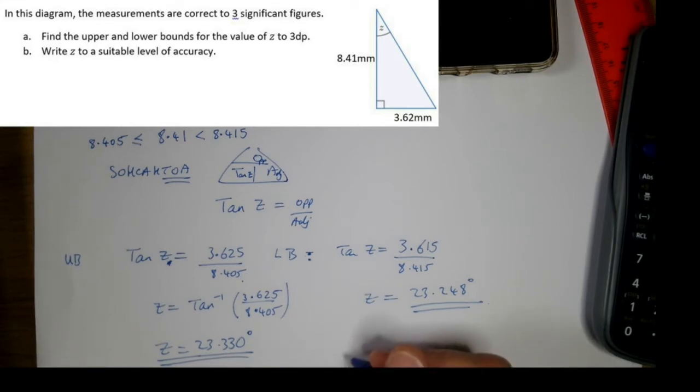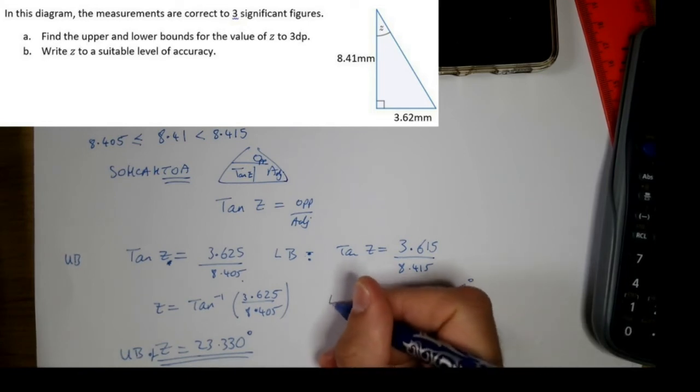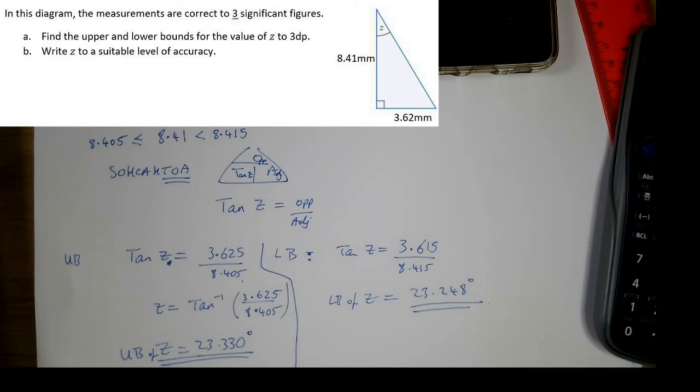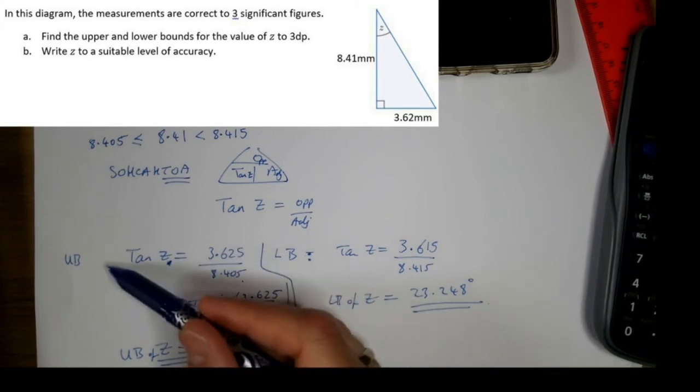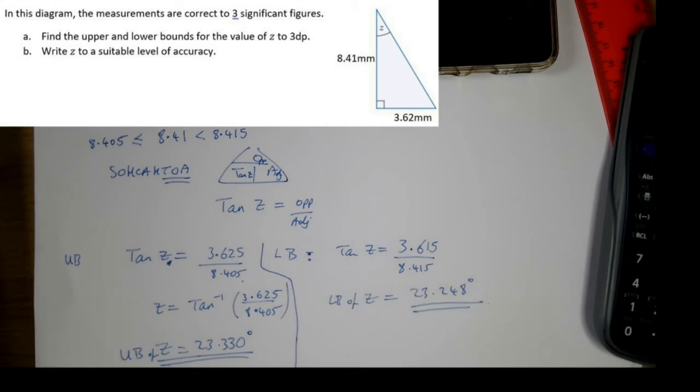So I can write, well actually I've answered it now because I've got the upper and lower bound, but I'm going to write UB of Z equals, LB of Z equals. Let's just put a line down there. These are my calculations for the upper bound. This is my calculation for the lower bound. That is part A done. There's quite a lot of work for that, but it's all done now, thank goodness. And now we've got to do part B.